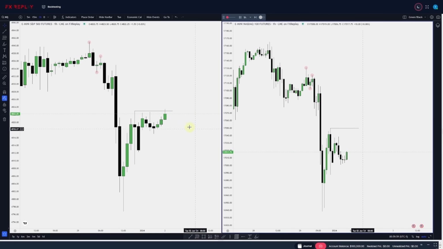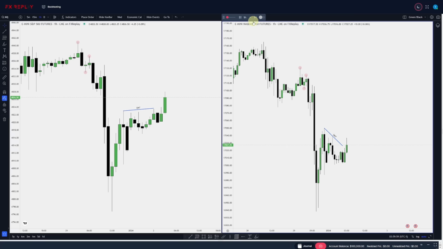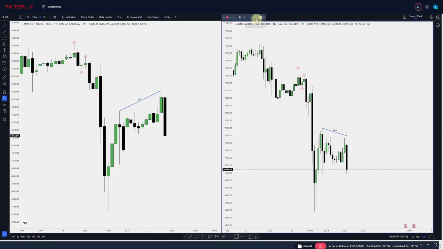And you can see we have made a higher high on S&P futures. However, did we make a higher high on NASDAQ? No. So what is that? That is an SMT. Letting this continue to play out, let's see what happens. You can see we do end up making a higher high. However, relative to this high here, we still have not yet made a higher high on NASDAQ. And here we get displacement down.